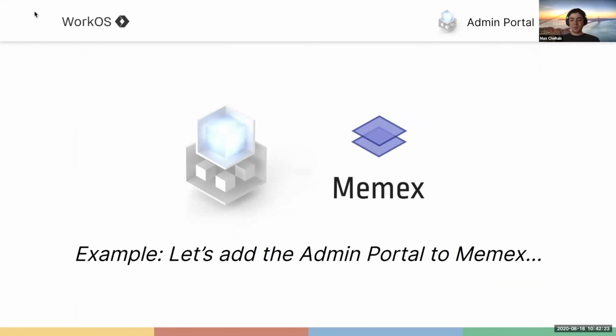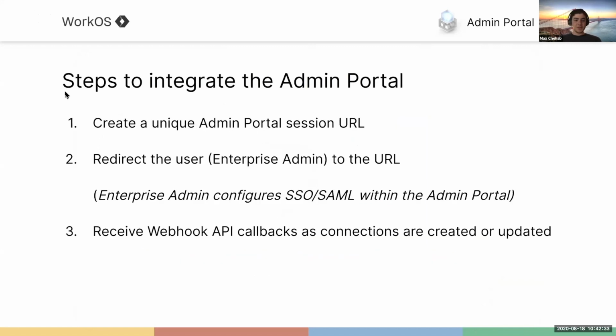So I'm going to first walk through the code to integrate, and then I'm going to show you all a demo of the admin portal. Let's get started. There are 3 small steps to get started with the admin portal. First, you have to create a session. This session defines your organization, and it defines the scopes. This means what domains, which connections or directories that the session has access to. And you create this using your secret API key on your backend.